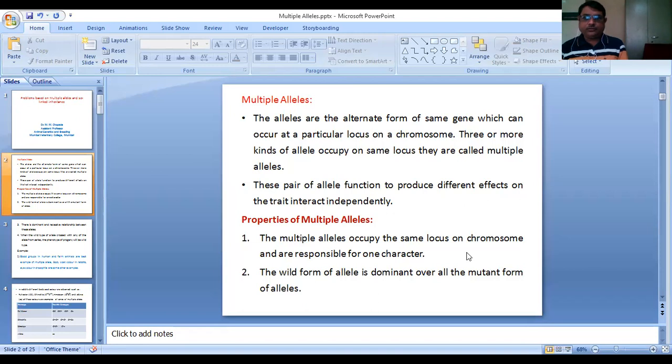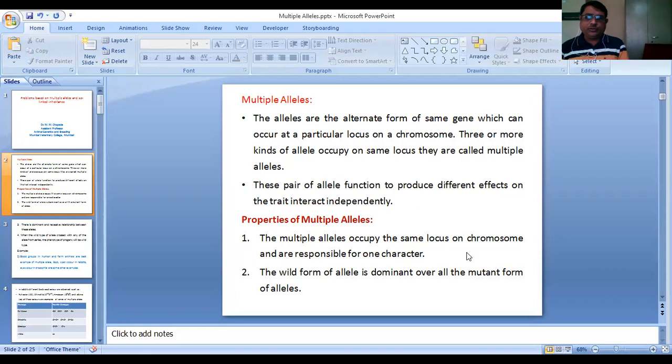Myself, Dr. M.M. Chopade from Mumbai Veterinary College, Mumbai, and I have been assigned the topic of multiple alleles and sex-linked inheritance. So today we will discuss the problems related to multiple alleles and sex-linked inheritance. Before going directly to the examples, we will discuss multiple alleles.